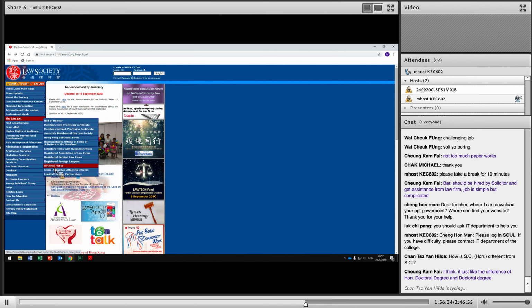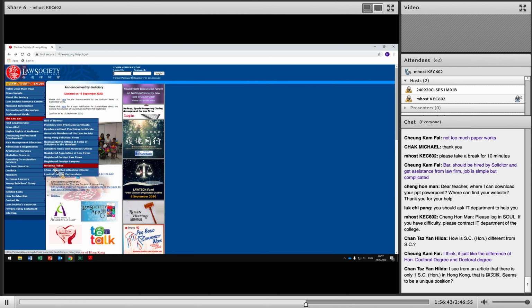a notary public, 公正律師. A notary public usually must have at least 10 years of post-qualification experience. Also, they have to go through some kind of examination before they can become a notary public. Usually, the function is to notarize some documents to be used in a foreign country. From time to time, a solicitor can certify documents. If the document is only used in Hong Kong, usually a solicitor is already enough.